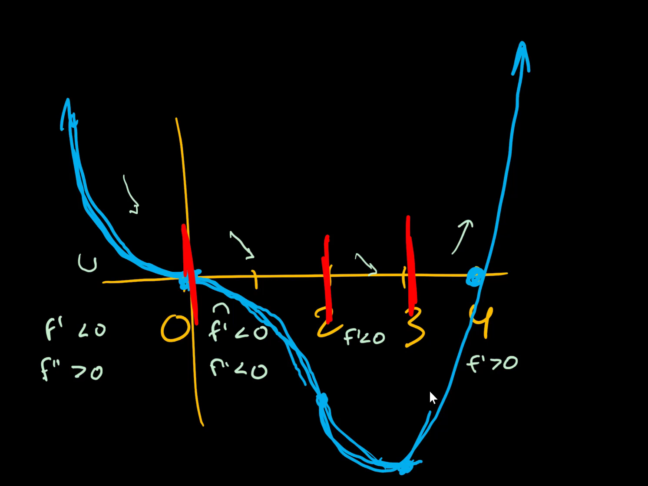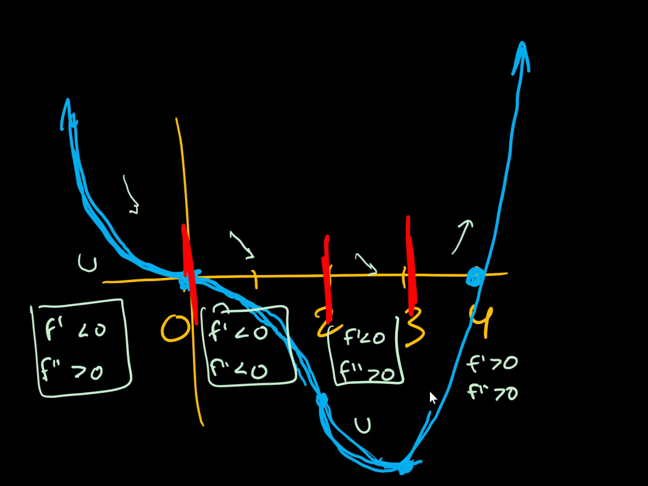Okay. Between 2 and 3, I'm concave up again. That means my second derivative is positive. And from 3 onward, I didn't hit an inflection point. My second derivative is still positive. So there's kind of an overview of how the derivatives relate to the graph.